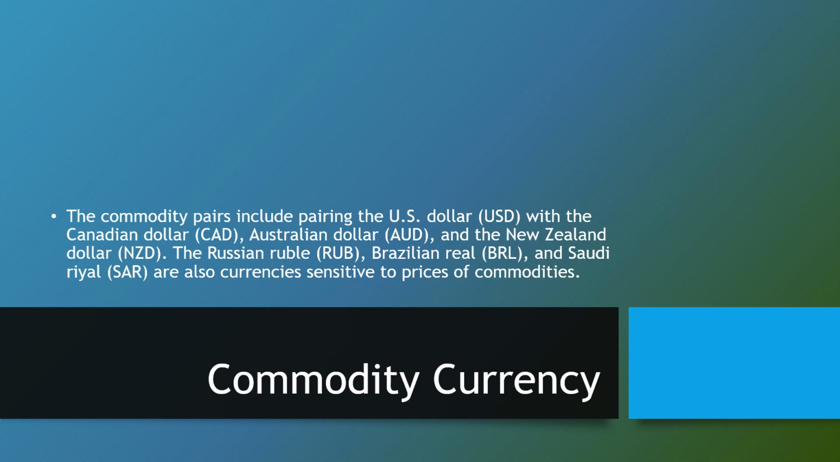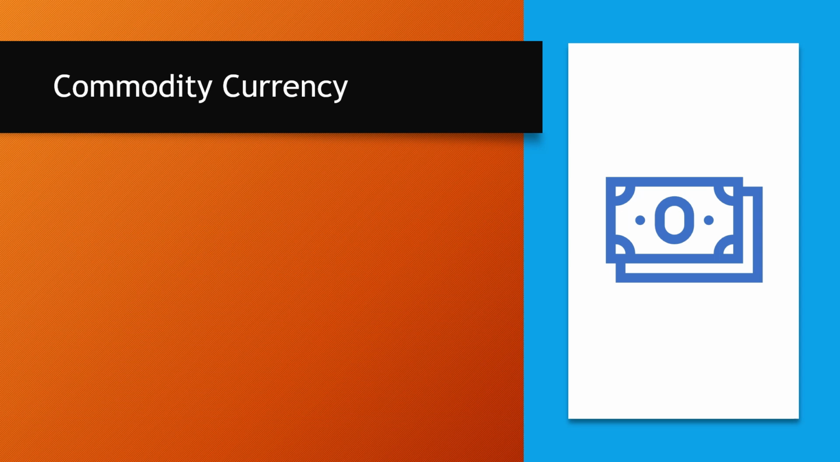The commodity pairs include a pairing of the US dollar with the Canadian dollar. Why? The Canadian economy is based on oil exports as well as gold. The Australian dollar, they're a major mineral exporter. The New Zealand dollar, their whole economy is based on commodities. The Russian ruble, the Brazilian real, and the Saudi riyal, the Saudis being all based on oil, are also sensitive to commodity prices.